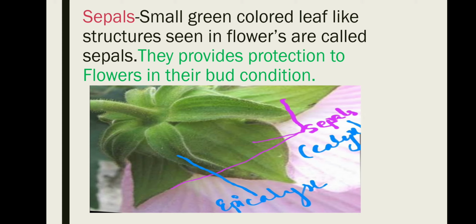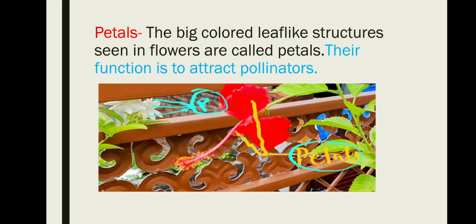Sometimes they may attract the insects when they are variously colored: red, blue, yellow, orange, etc. They closely resemble the leaves because each of them possesses three leaf traces. Next to this are the petals. Petals are big, colored, leaf-like structures seen in flowers, so they are known as petals. Their function is to attract pollinators.